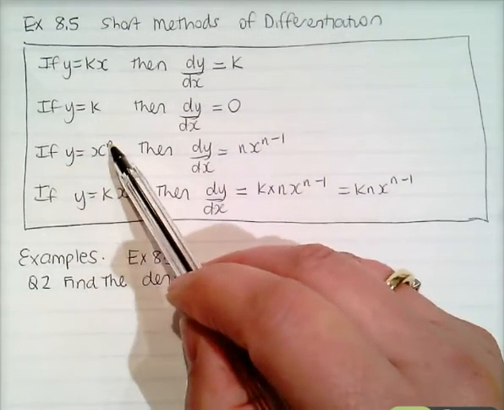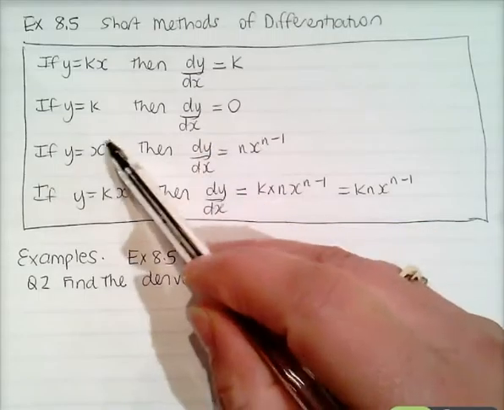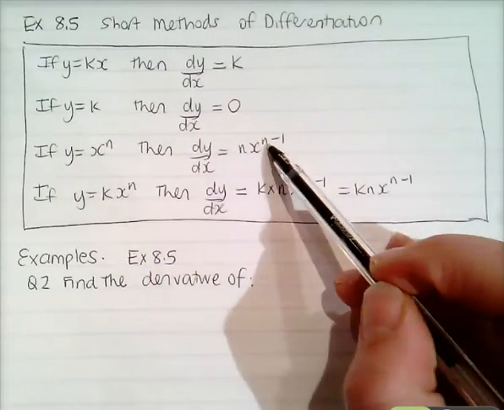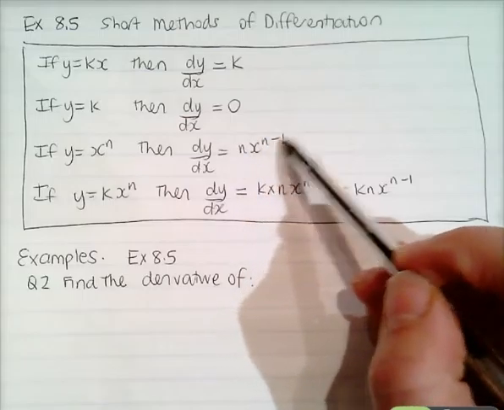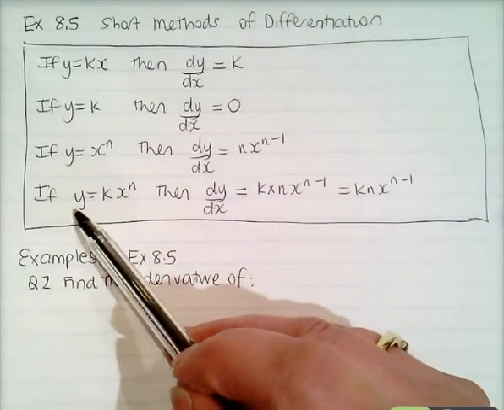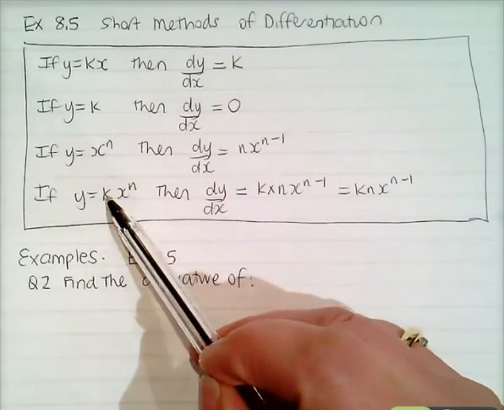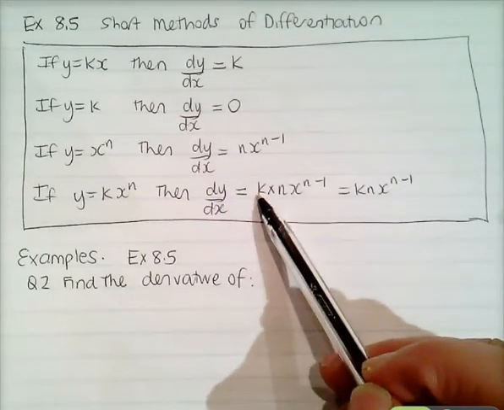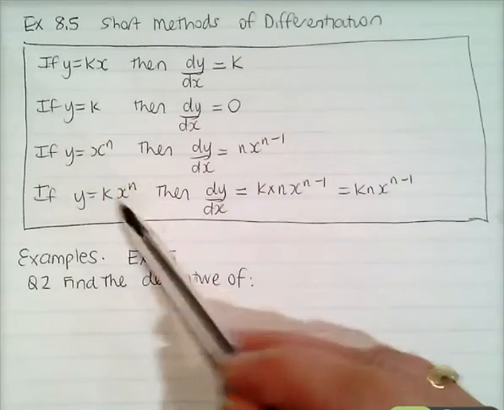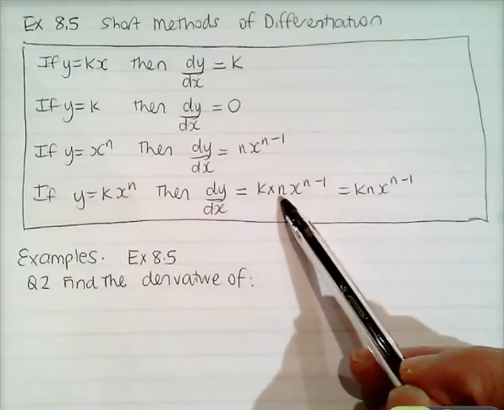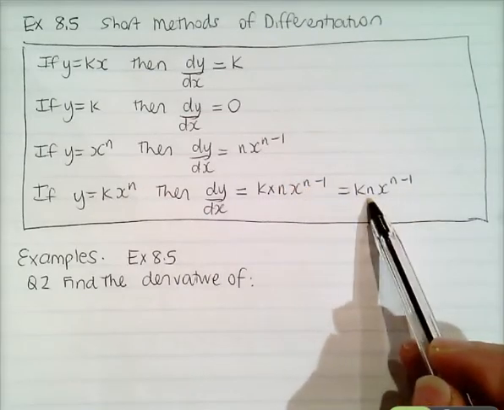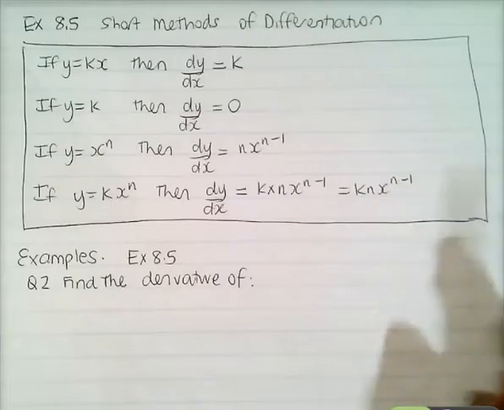Now, if y is x to the power of n, then when you differentiate it, you bring the n to the front, you write down your x, and you drop this power of n by 1. So it's nx to the n minus 1. And also, if y equals some constant times x to the power of n, then dy/dx, the derivative, is the constant times the derivative of x to the n, which is bring the n down to the front, x to the n minus 1, which is just k times n times x to the n minus 1.